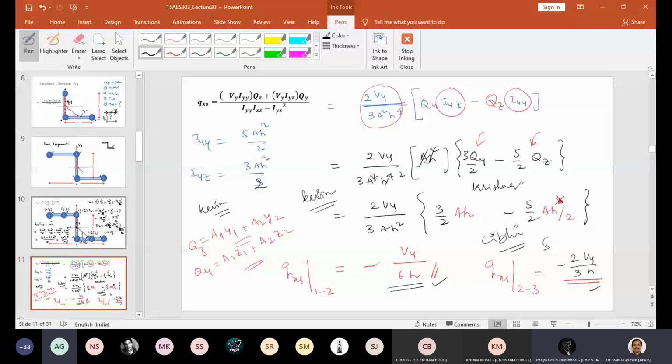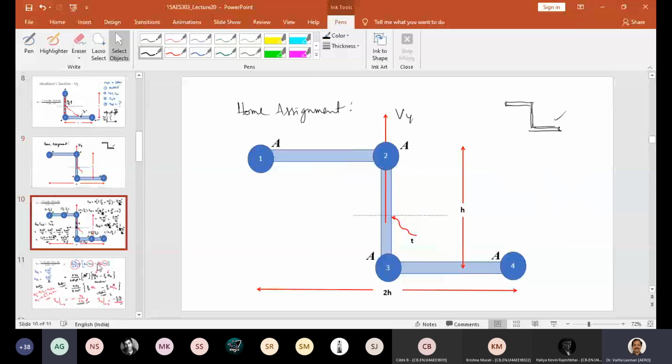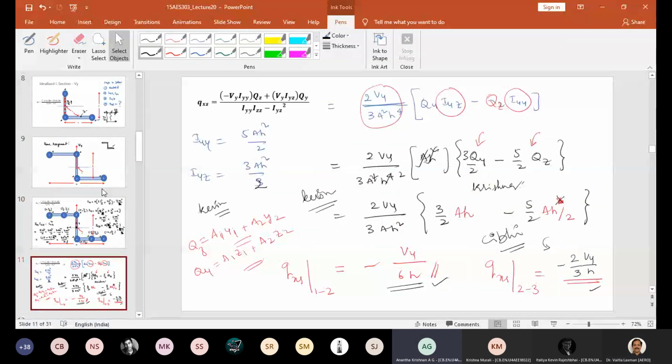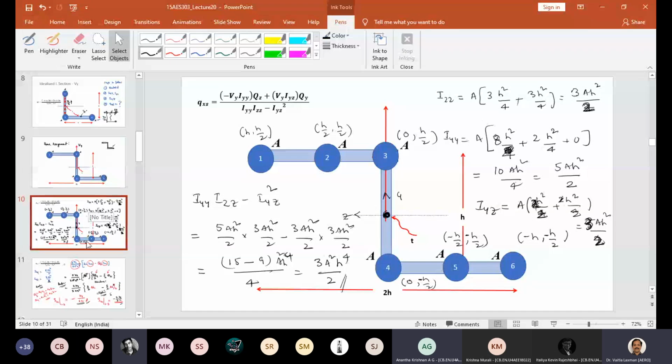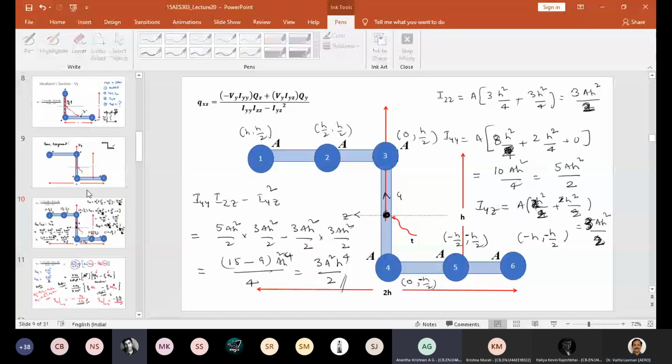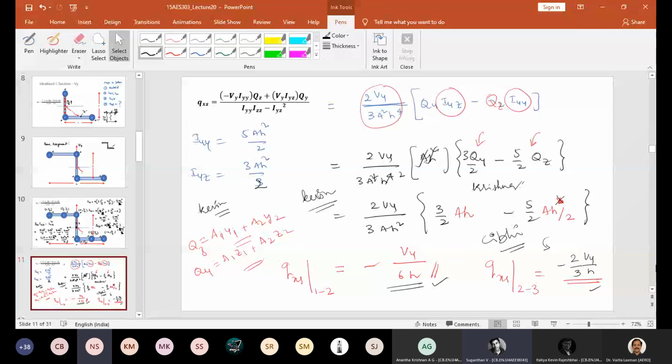Then what happens? Excuse me, sir, for Qxs from 1 to 2, is the value positive or negative, sir? I'm getting positive, sir. Vy by 6h, positive, sir. Yes, sir. This is negative only, right?